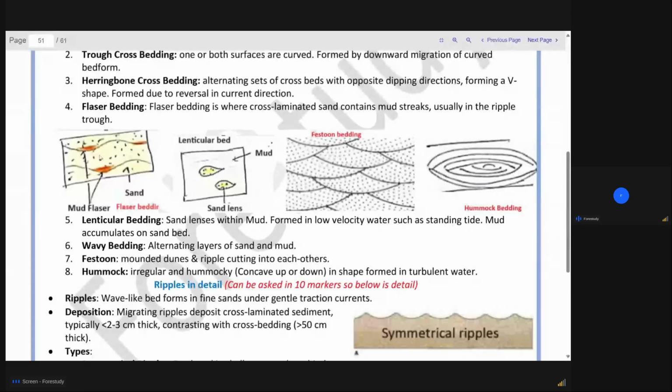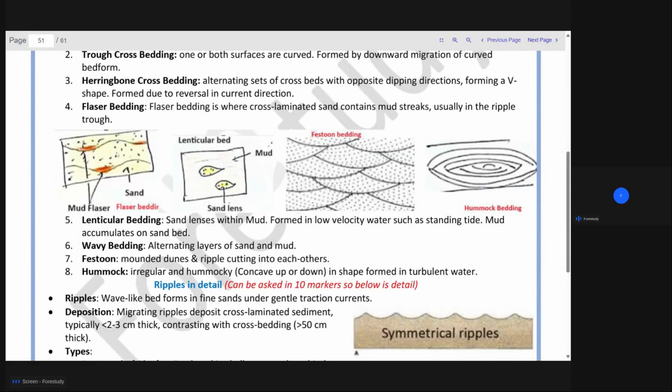So here in fissure bedding you will have the majority of sand covered by some amount of mud located in the troughs of ripples. Whereas in lenticular beds, you'll have the majority of mud and small patches or lenses of sand in between. Sand lenses within the mud form in low velocity water such as standing tide, where mud accumulates on the sand bed.